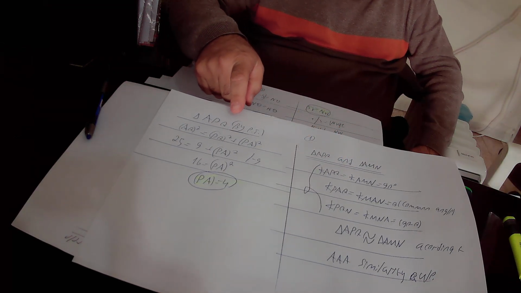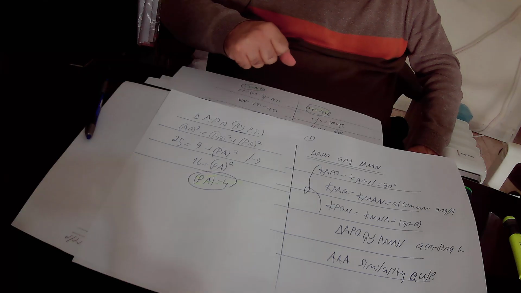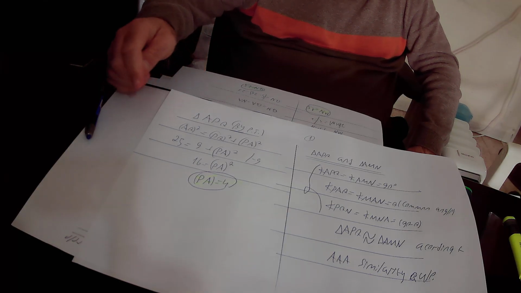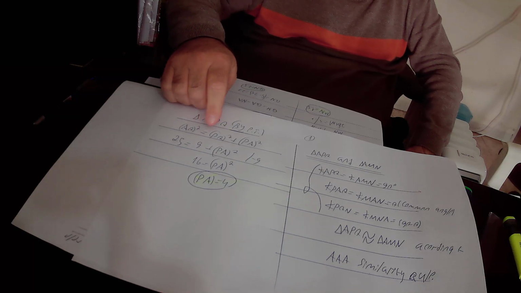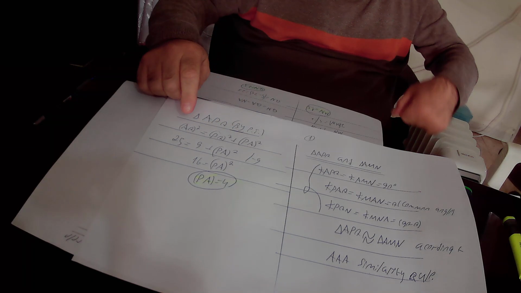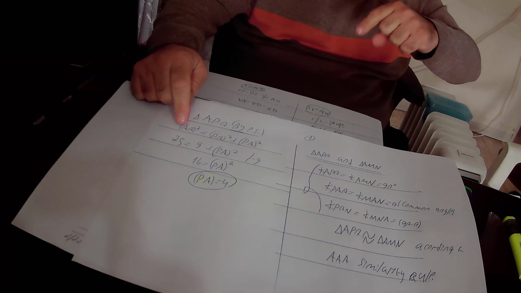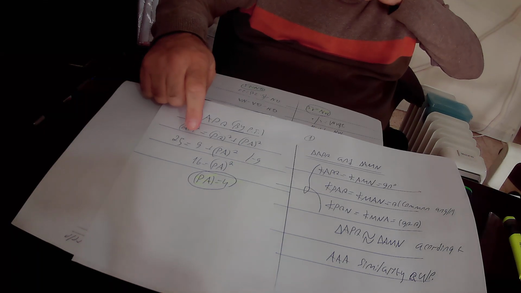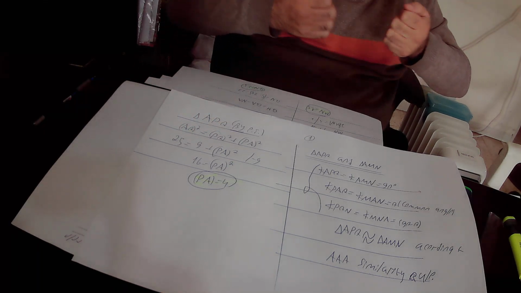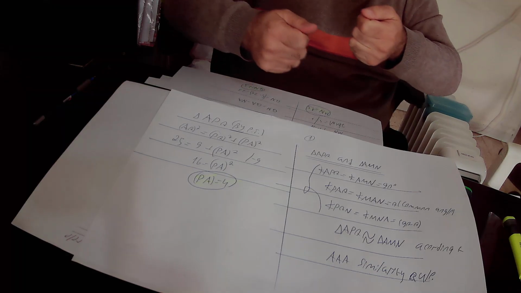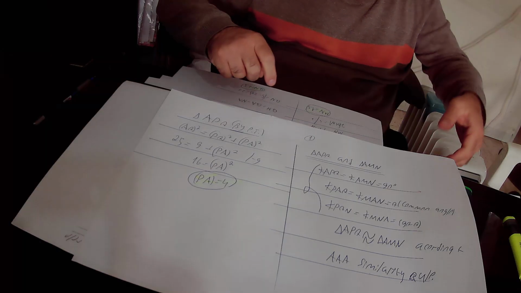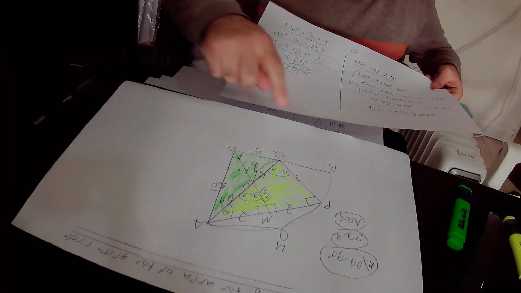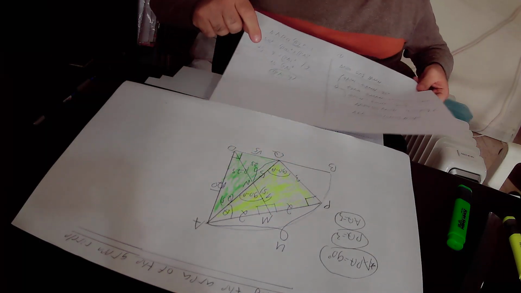AQ square equals PQ square plus PA square. AQ is 5, therefore AQ square is 5 square, that is 25. PQ is 3, therefore PQ square is 3 square, that is 9, plus PA square. We subtracted 9 from this equation and found that 25 minus 9 is 16. So 16 equals PA square. We took the root of this equation and finally found that PA equals the square root of 16, that is 4. So here, PA equals 4 units.